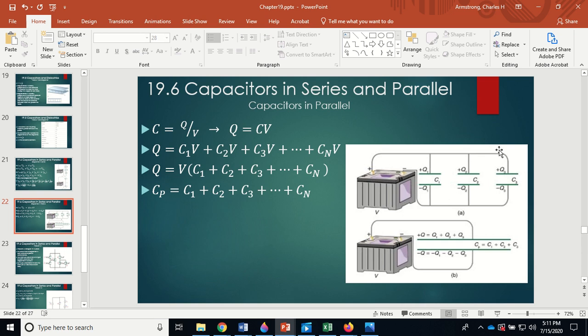The battery's going to keep the voltage the same up here. If it's 10 volts, this is all going to be 10 volts, and this is all going to be 0 volts. That means you'll have 10 volts across this guy, 10 volts across this guy, 10 volts across this guy, whatever the battery's supplying, okay?